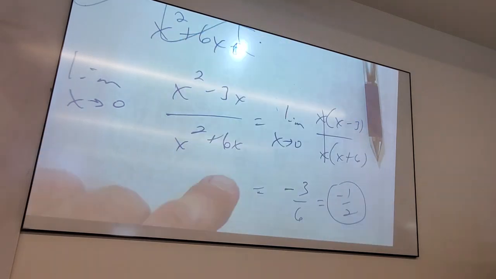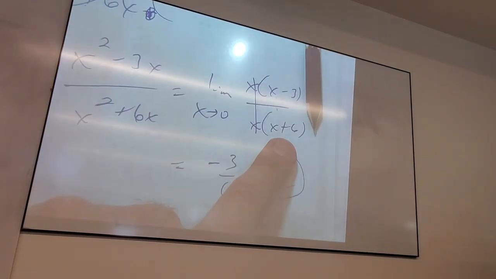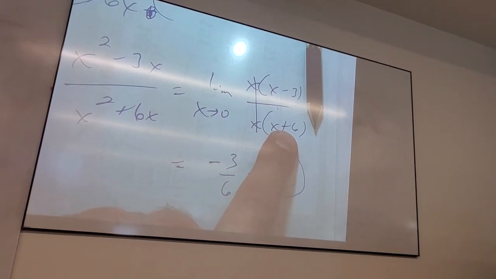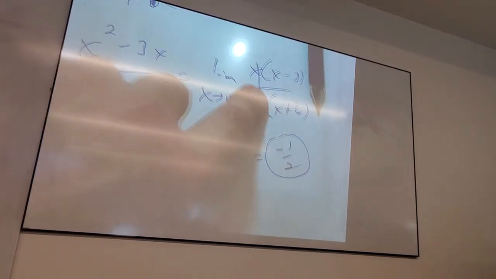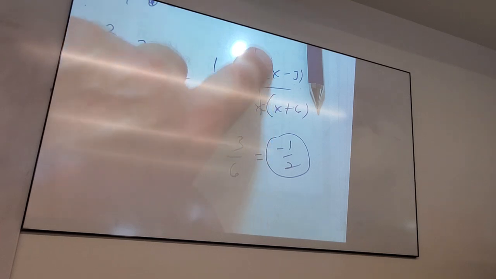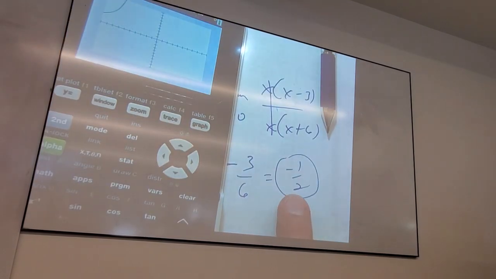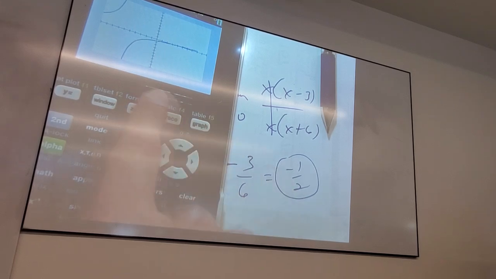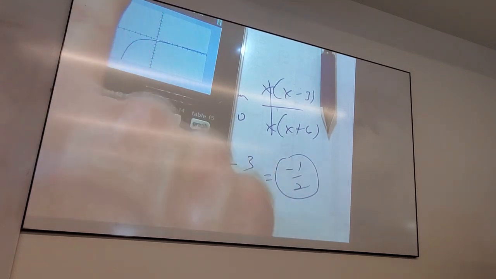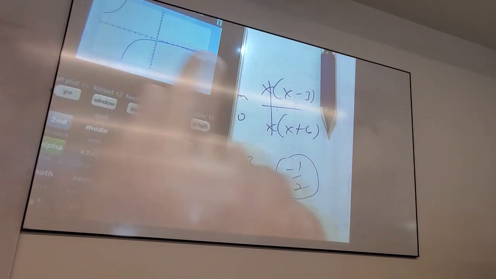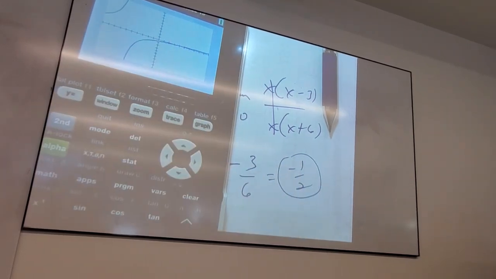Now, before you hit graph, can somebody tell me where the vertical asymptote is? Look at me helping you. No, it's not a point. It's a line. x equals negative 6. Yes. And the horizontal asymptote would be y equals 1, yes. So where does this result show up? There's the negative 6 vertical asymptote, and there's the horizontal asymptote of 1. x equals 0.